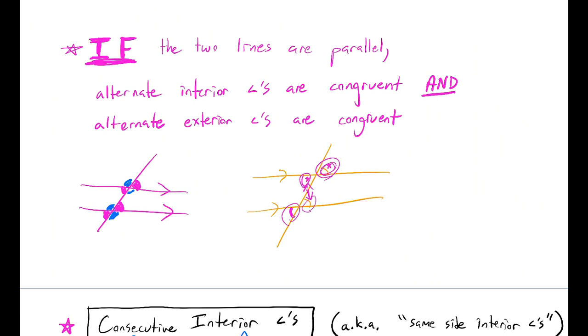So that's the big idea here. If the lines are parallel, look at what we've got. We've only got two unique angles in the entire picture, and we got 4 copies of them. So this whole top intersection is the same as this whole bottom intersection if the lines are parallel.